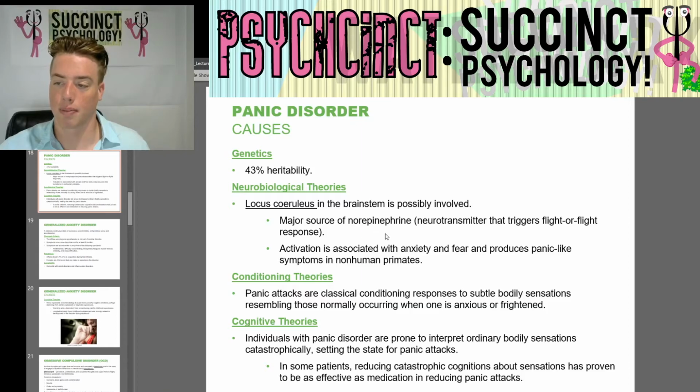It is a major source of norepinephrine, which is the neurotransmitter that triggers the fight or flight response. Activation is associated with anxiety and fear and produces panic-like symptoms in non-human primates. Some conditioning theories: panic attacks are classical conditioning responses to subtle bodily sensations resembling those normally occurring when one is anxious or frightened. Cognitive theories: individuals with panic disorder are prone to interpret ordinary bodily sensations catastrophically, setting the stage for panic attacks. In some patients, reducing catastrophic cognitions about sensations has proven to be as effective as medication in reducing panic attacks.